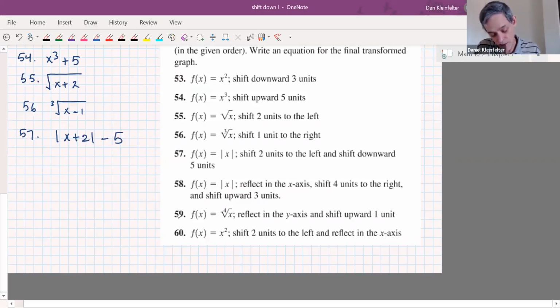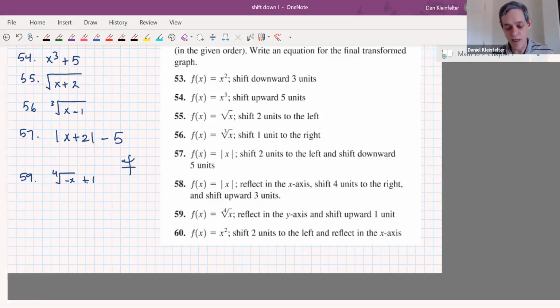Okay, and then let's see what else we can do. Let's go ahead and do 59. We have the 4th root of x, which we reflect in the y-axis. So if we're reflecting in the y-axis, that means we're changing the sign on the x's. And then we're also shifting it upward by 1 unit. All right, so there's a couple of examples where we were given a function and a transformation to apply, and we wrote down the transformed function.